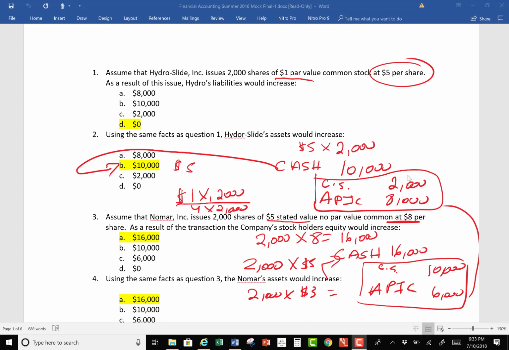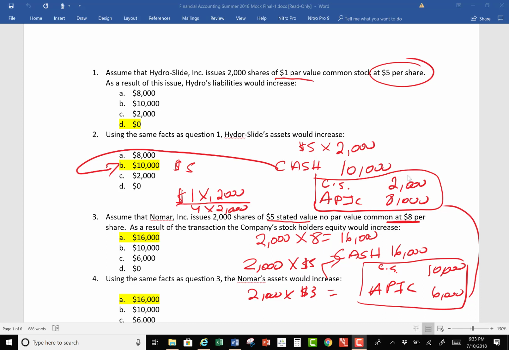This question number 1, assume that Hydro Slides Inc. issued 2,000 shares, $1 par value common stock at $5 per share. As a result of this issue, Hydro's liabilities would increase what? 0. There's absolutely no impact to liabilities for the issuance of stock. Okay, using the same question, assets would increase.